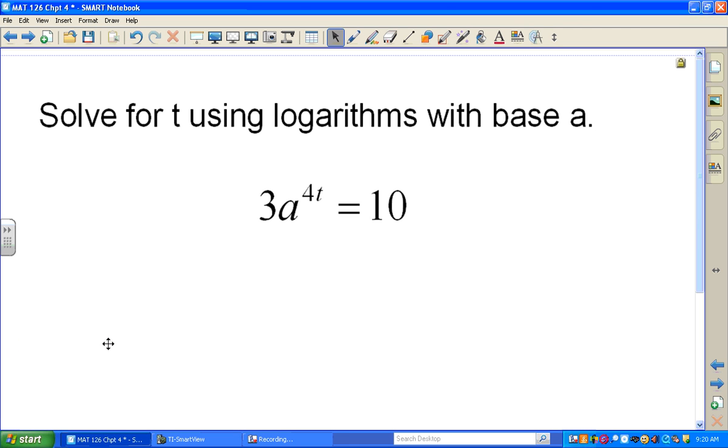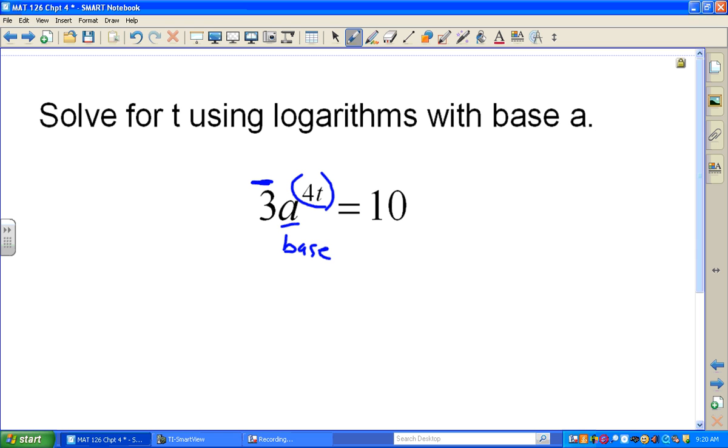Since we're not sure, I'll just pick up with this one, solving logs. It says solve for t using logarithms of base a. We'll just go through it real quick. It's a good way to review a few things. Anyway, exponential functions have their variables in the exponents. This is the base, so it's the base of my log.